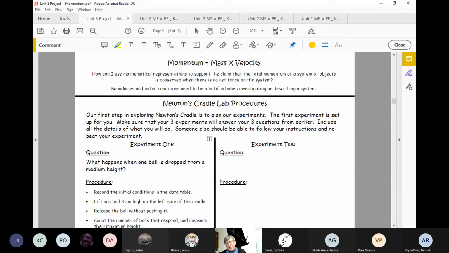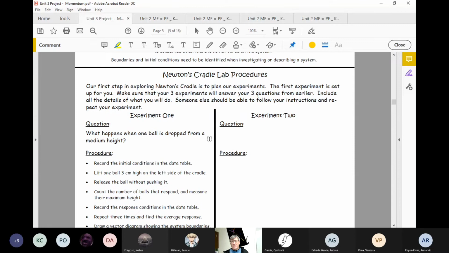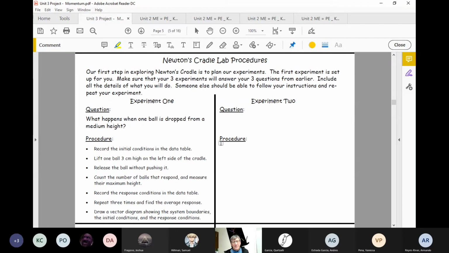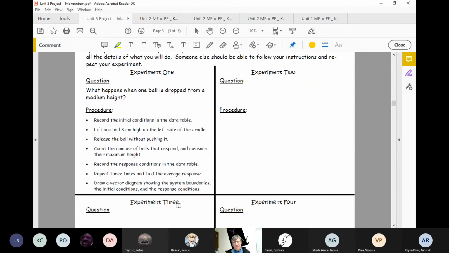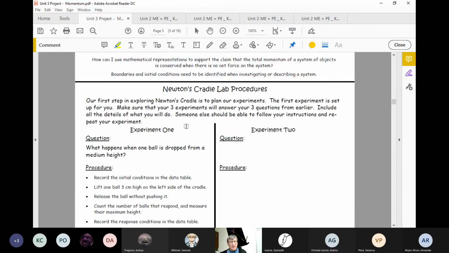But what we have to do is plan our experiments first. And we're going to do 4 of them. First is one that I'm designing, and then you're going to follow up with 3 experiments that should answer your original questions. So we have to plan the experiments.